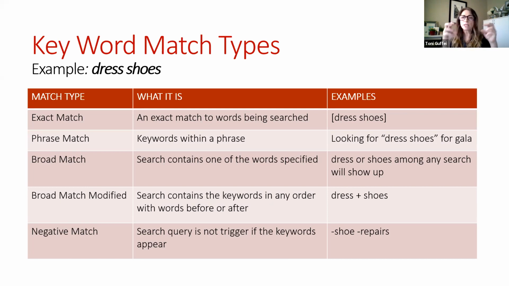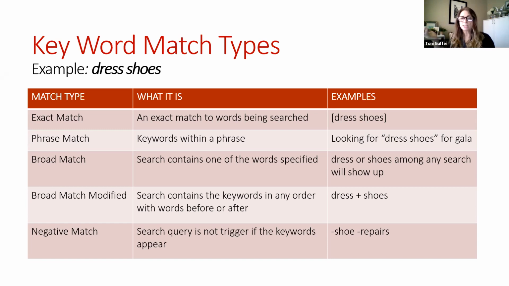But the way that you formulate the keywords is important for those searches. So you can do an exact match. You can see on the left exact match, and on the very right, it shows you what that formatting looks like. It has square brackets. So I'm looking for dress shoes. Whenever someone types in dress shoes, my ad should show up. But that's very, very narrow, really. Maybe people are looking for dress shoes for a gala, that's a phrase match. So we want to have keywords within a phrase, and that's how our ad will show up.